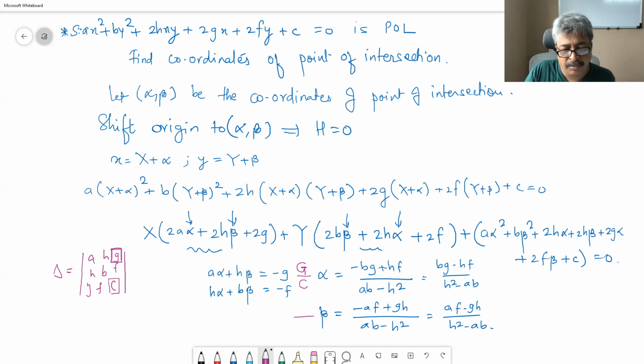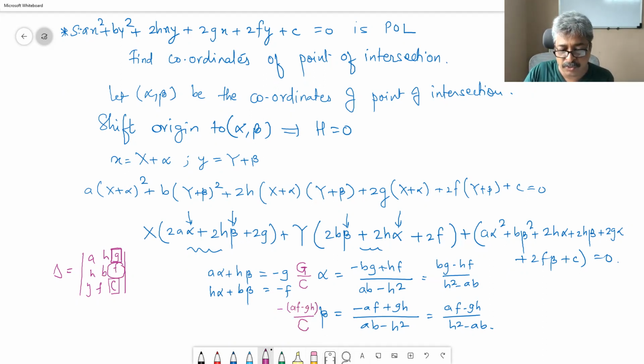In the denominator of beta also it is capital C, which is the cofactor of C, and let us see what the cofactor of F is now. Cofactor of F, it is the 2 3 position, so minus of AF minus GH, minus of AF minus GH. So that is the cofactor of capital F.